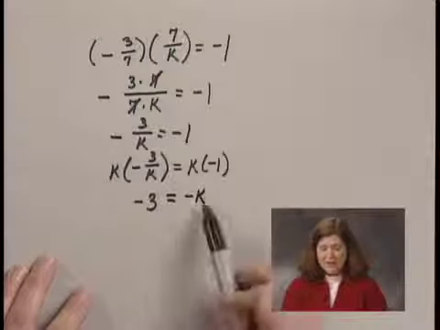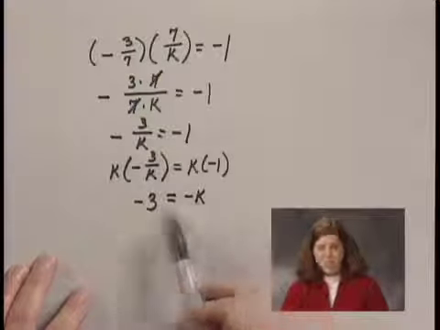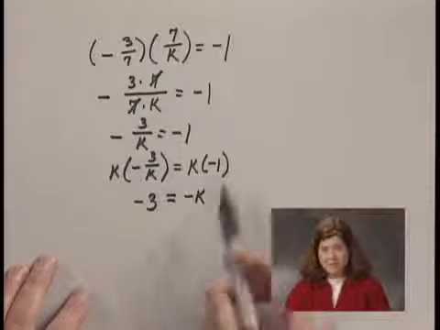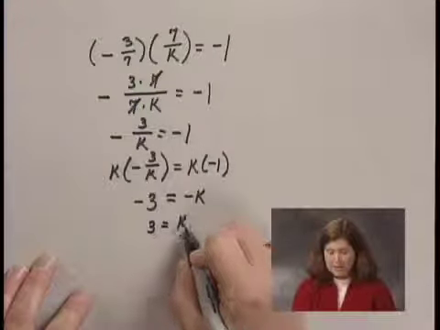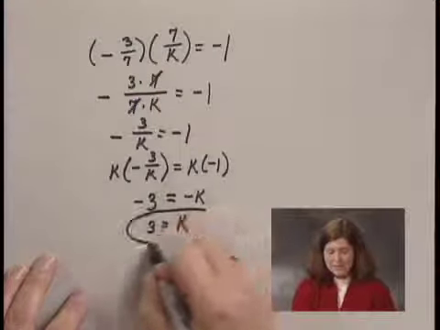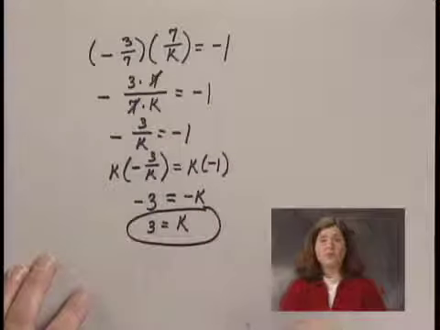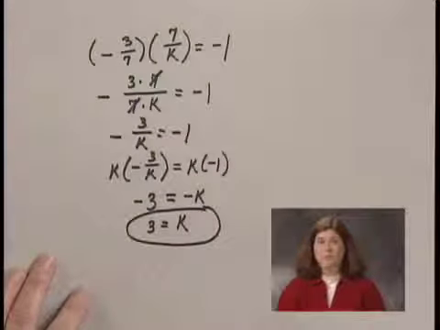Now, I don't need the opposite of k, I need k, so I multiply both sides of this equation by negative 1, and that gives me 3 equals k. And that is the answer because we were asked to find the value of k that would make those graphs perpendicular.